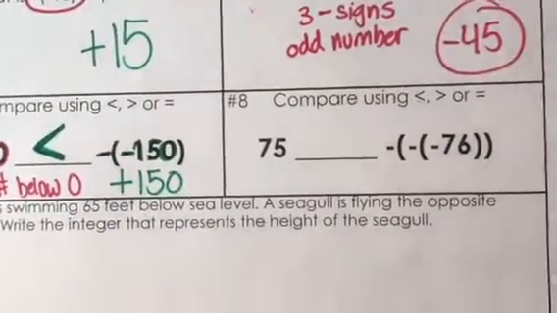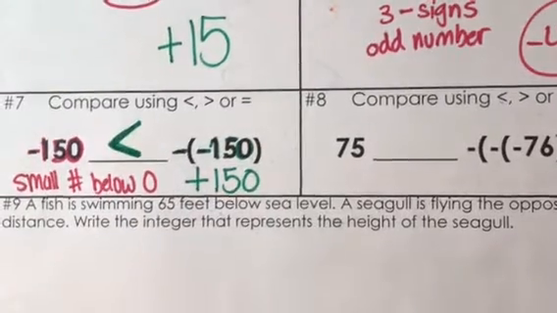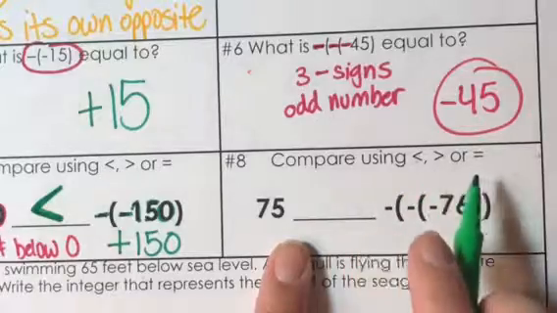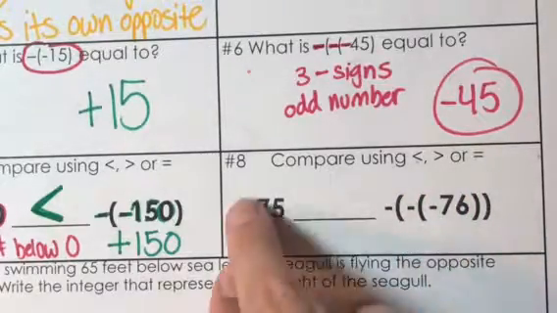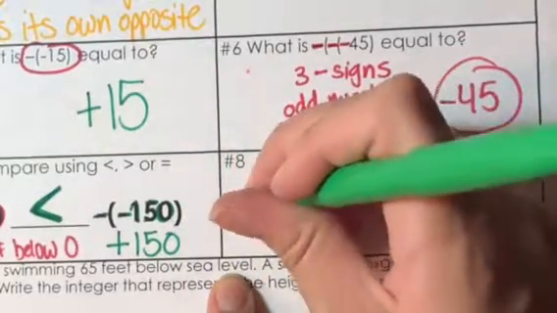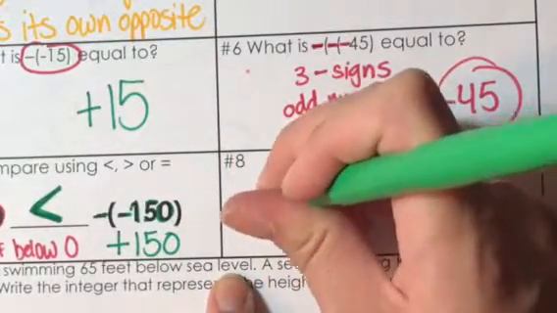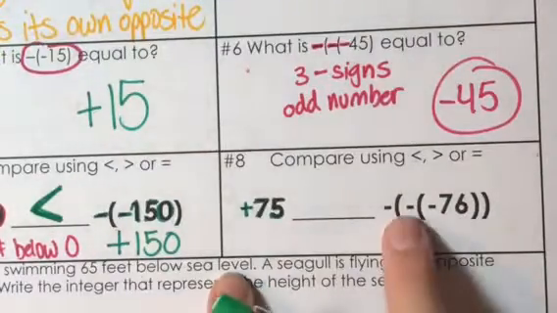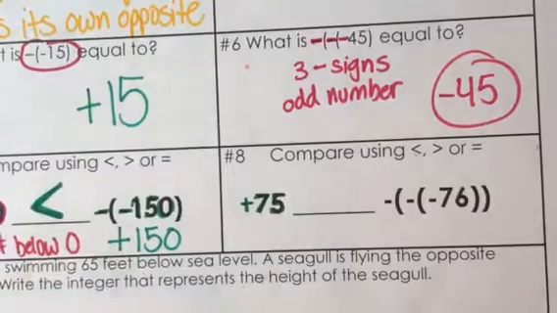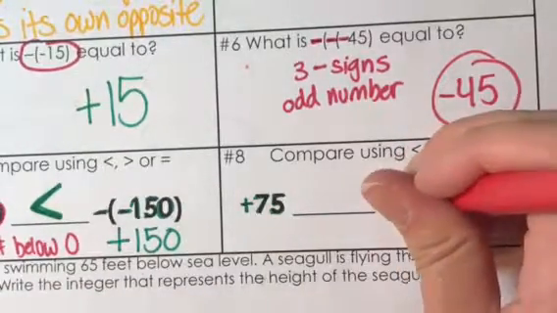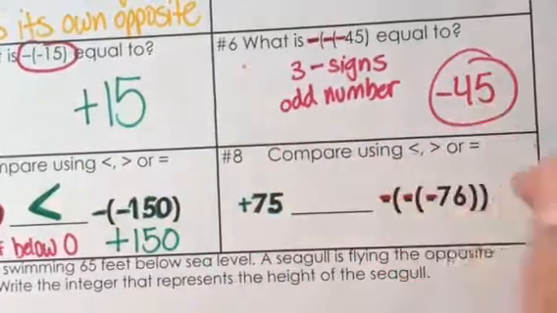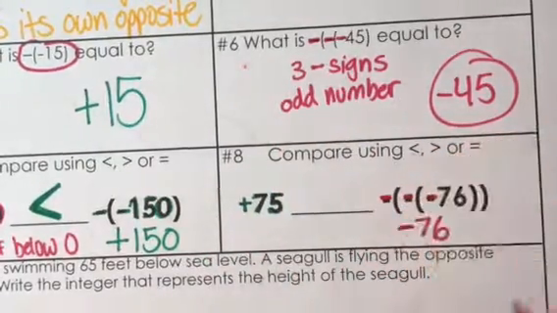Now, if you need to pause again, just a gentle reminder, please do so your notes match mine completely. We're going to compare using greater than, less than, or equal to. Here's 75. There's no sign in front of it, but I can assume, because there's no sign there, this is actually positive. And now, oh no, it's just like this one. There's 3 signs. We have the opposite of the opposite of the opposite. If there's an odd number, that means it's going to be negative. So this is actually just negative 76.